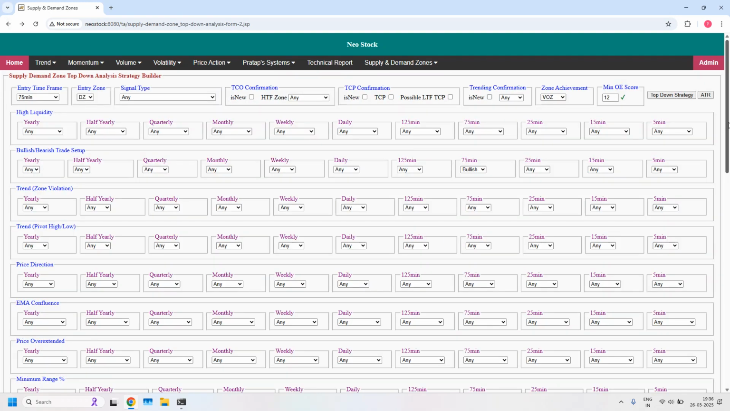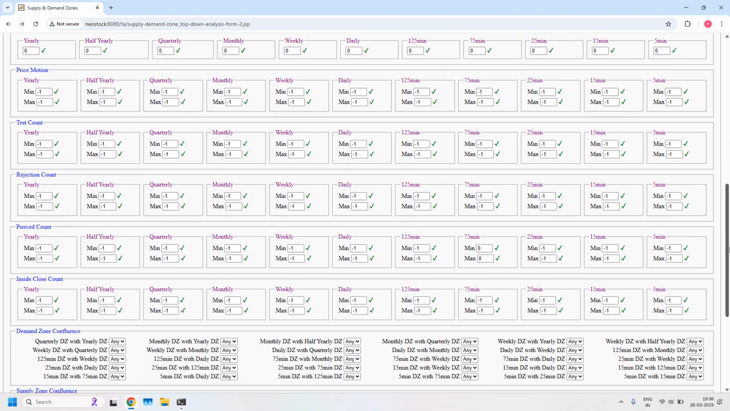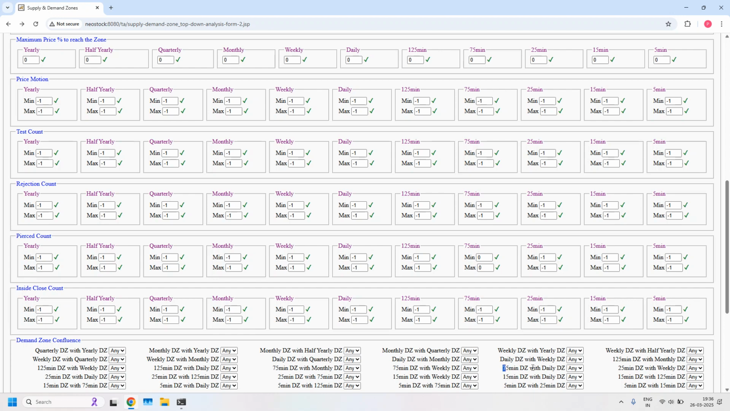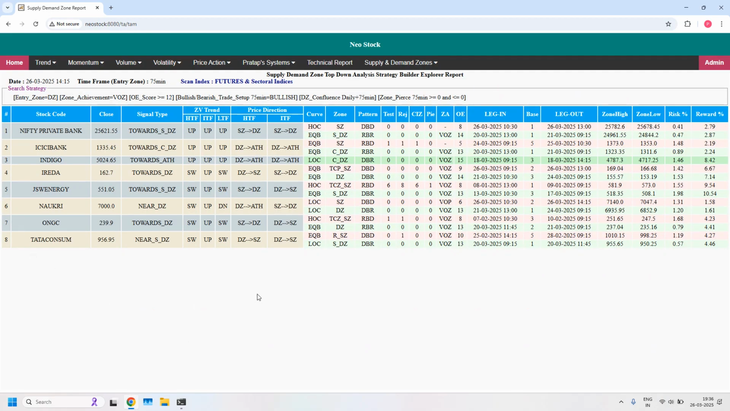First filter is LTF ITF demand zone confluence. That is 75 minutes and daily demand zone confluence. So with this filter, we got 8 stocks.